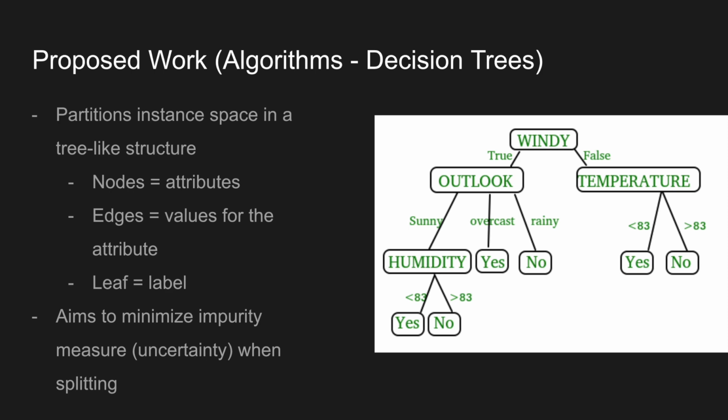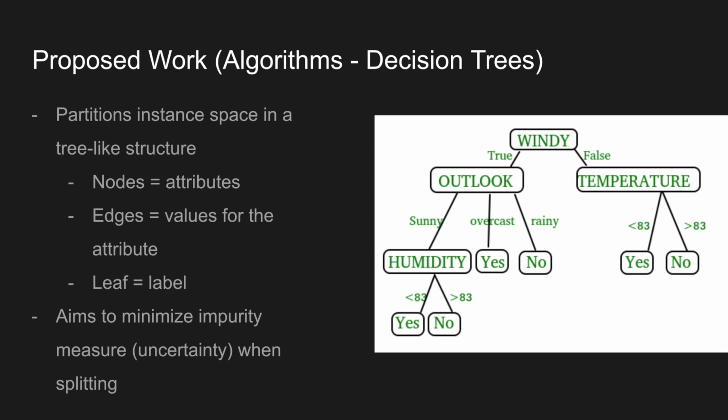So decision trees, at a high level, are a tree-like structure that partitions the instance space. As you can see in the image, the nodes represent the attributes of your data set, and the edges represent the values for the specific attribute. The leaves represent the labels. Decision trees use an impurity measure, which is basically the uncertainty or mixture of class labels of your data set, to determine what attribute to split on and where to split it.